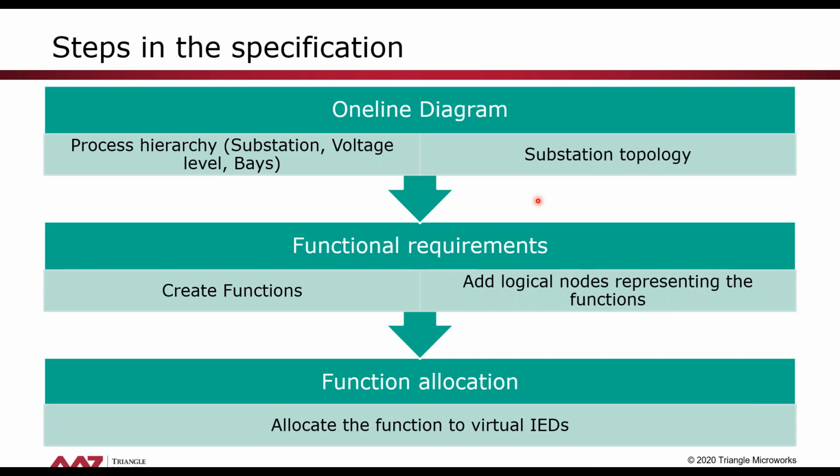The specification can be split in three parts. First part, we do the one-line diagram with the process hierarchy, the substation topology. Then we do the functional requirements. We create functions and we specify logical nodes as functional elements that we require. And last, optional, we can also allocate functions to virtual IDs. With that, we can express how our system should be structured and implemented with various IDs.